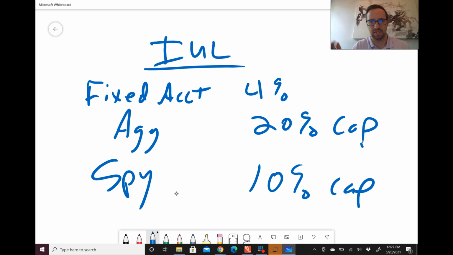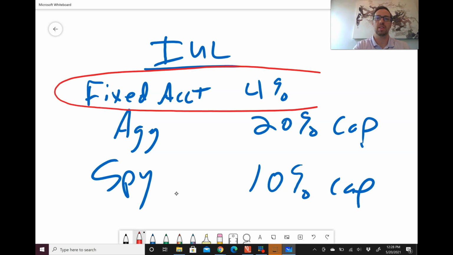This product doesn't exist. I'm making it up. So what's happening every single year is the company is actually coming to you and they're saying, okay, Mr. and Mrs. Policyholder, you have a decision. We're now in year 5 of the contract, and we would like to know, do you want to invest your money in the fixed account? If you do, we will pay you 4%. So what they're really asking you is, do you want 4% fixed for the year?